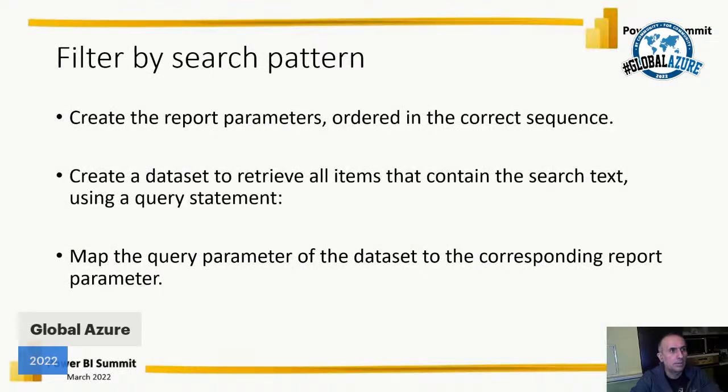The third approach includes filtering by search pattern. It is pretty similar to the previous two, but here for the first step we create a data set which retrieves all items based on the search pattern. So the creation of the first data set is the specific part where we have the search pattern. Everything else is the same as for the previous two options.